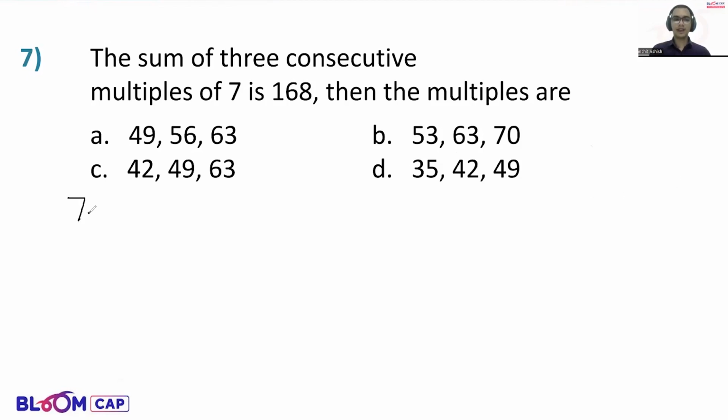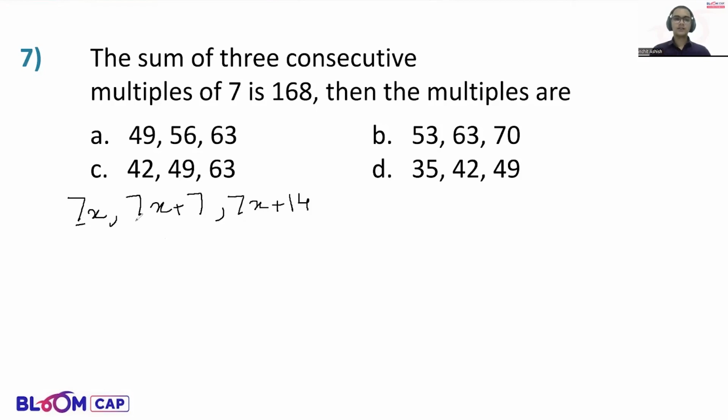They are going to be 7x, 7 multiplied by some number. Because it's a multiple of 7, it's important that we write 7x, so that when you divide it by 7 it divides evenly. Second one should be 7x plus 7. And the third one should be 7x plus 14. So the first multiple that we took was 7x, the other one was 7x plus 7, and the third one was 7x plus 14.